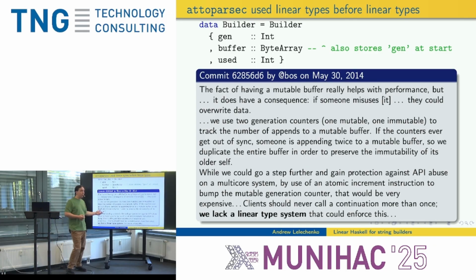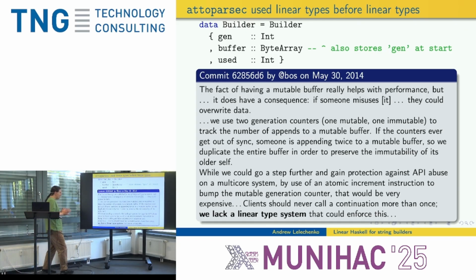It's not quite bulletproof, because it's quite possible that you run two threads concurrently and they both look at the byte array, check that it matches the generation, all good, and then start to mutate it concurrently. You can work around it if you use atomic operations, and it's not that expensive nowadays, certainly. But then Brian makes this remark that clients should never call a continuation more than once, okay?